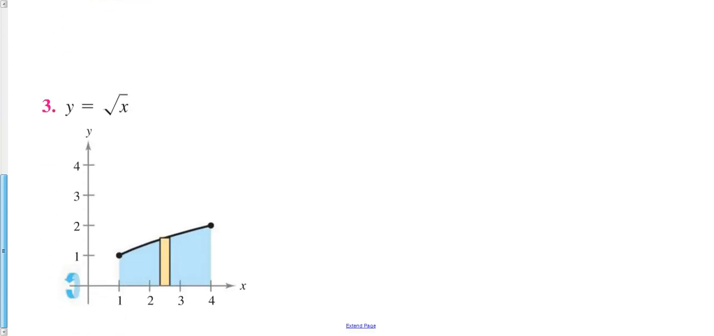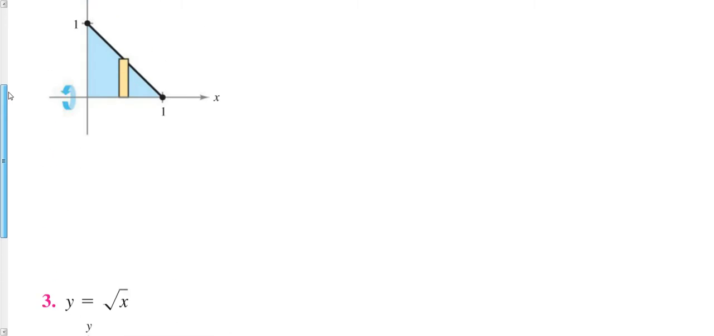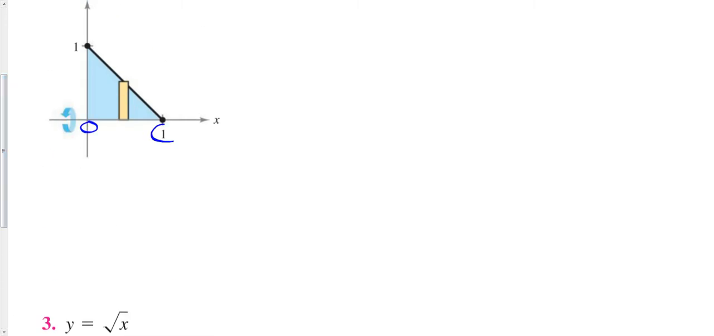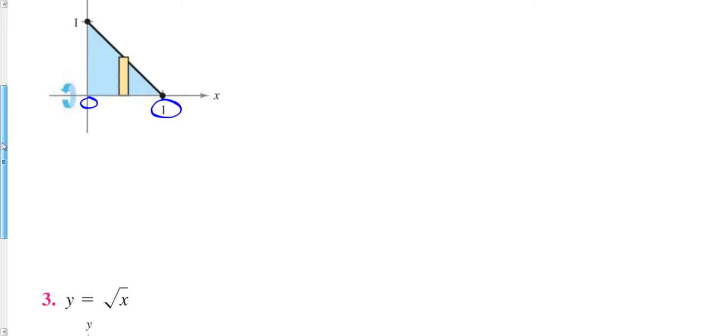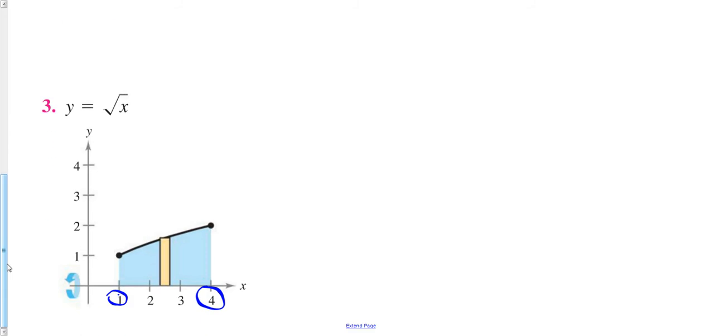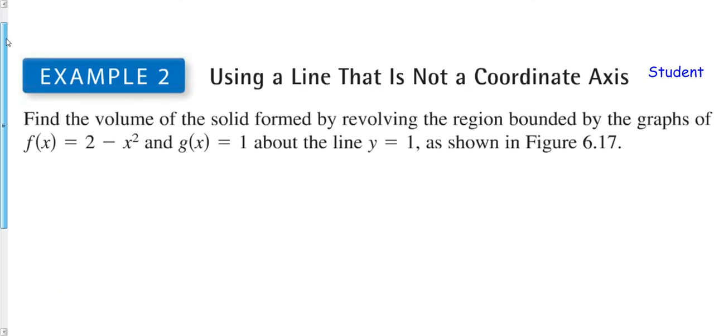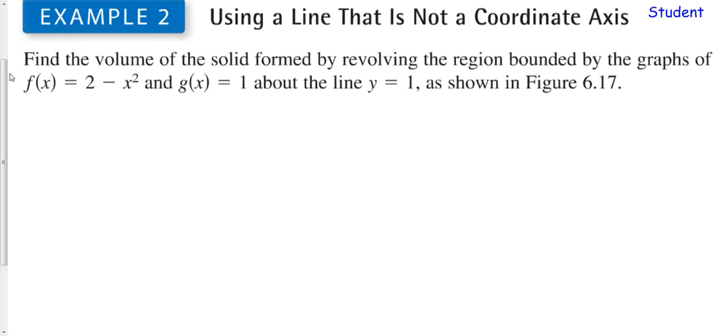So there's the first one. This is the next one, square root of x. You can kind of see the regions where you're going from. You're going from 1 to 4 in this one. In this one, you're going from 0 to 1, right? So you're going to want to integrate from those regions and then just pi r squared. But the radius is actually going to be the yellow piece, the height of the yellow piece there. That's in the middle. So once you've done that, we're going to talk about one more.